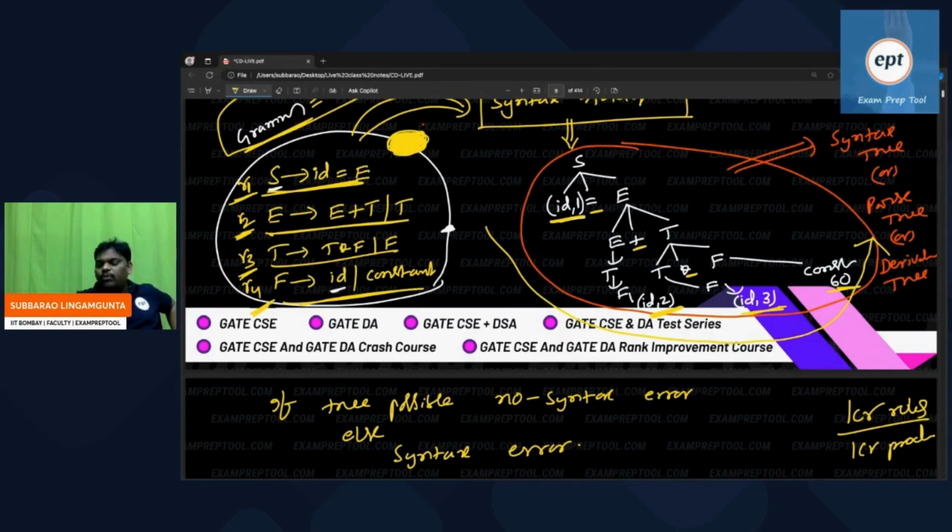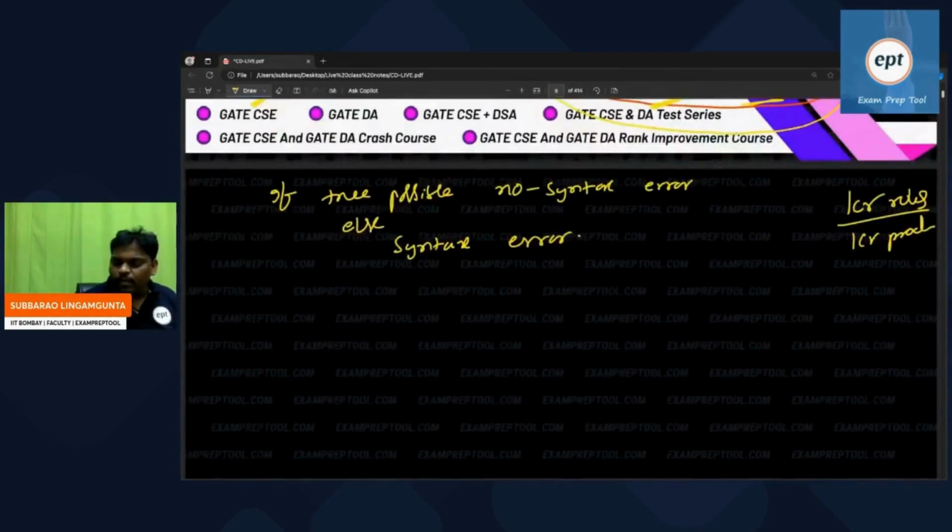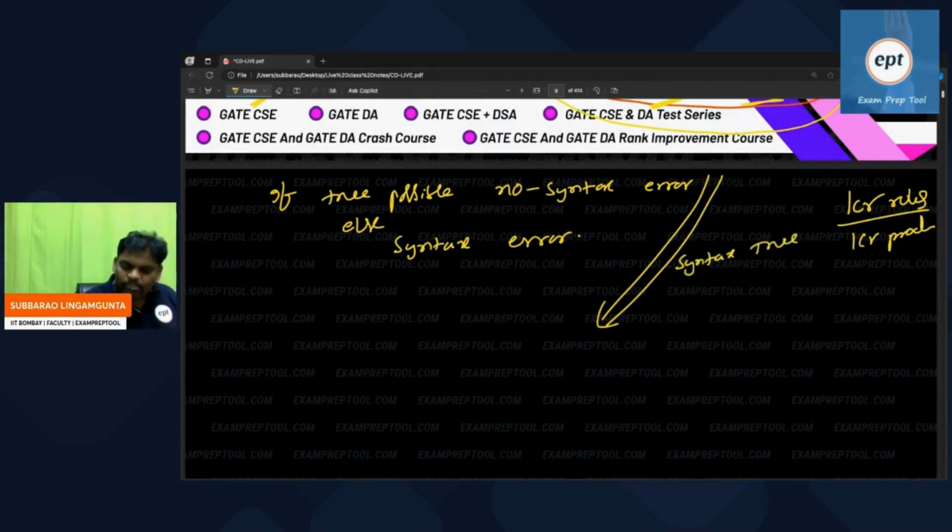Compilation successful, so no syntax error, so the syntax tree is created, which means the program is correct. With the existing rules, it was possible to create the tree. No syntax error means the program is perfect. Remember, this syntax tree is the input to the next phase of the compiler, which is the semantic analyzer.